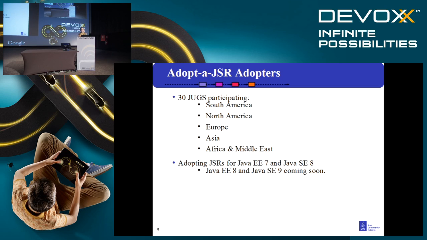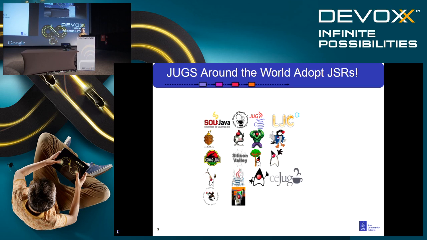So this program kind of started around the time of Java EE 7. The Java EE 7 release was in mid-2013. So we had significant community input into Java EE 7 from many of the Java user groups around the world, as well as into Java SE 8 earlier this year. So I've highlighted a few of the Java user groups here that are participating.